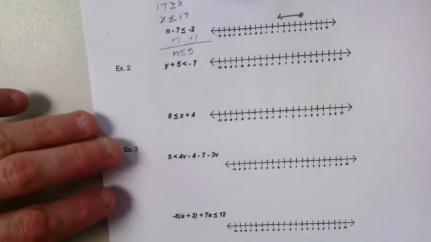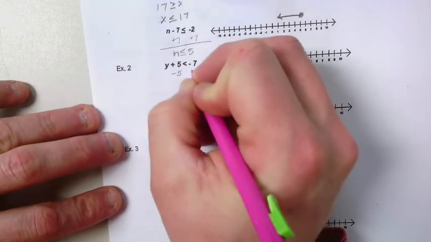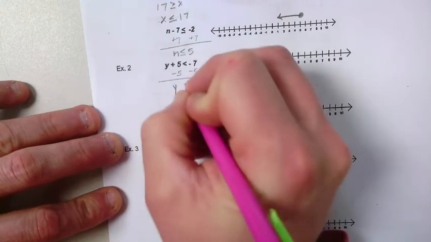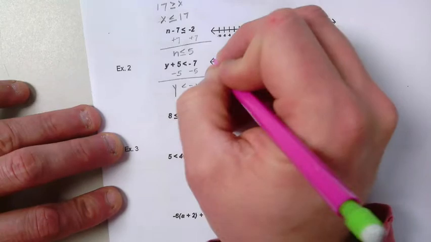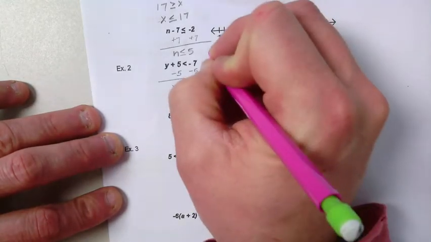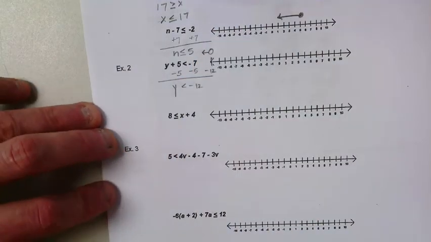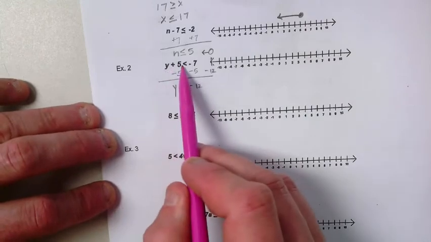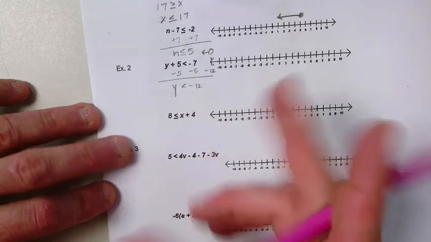As these examples get a little more crowded, I'm going to subtract 5. You notice in the first couple problems all we did was add. So y is less than negative 12. So I'm going to go out here to, let's say, negative 12, less than. Okay. So if I pick a number, let's say negative 15, negative 15 plus 5 is negative 10. Is negative 10 less than negative 7? It is. Okay.